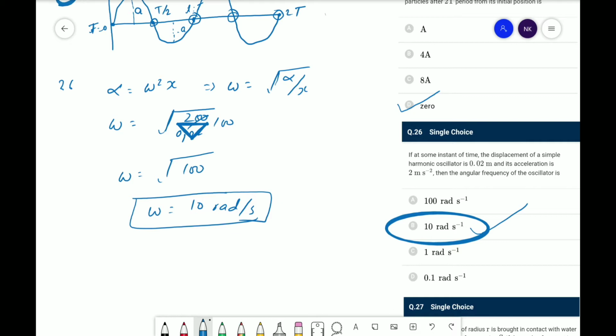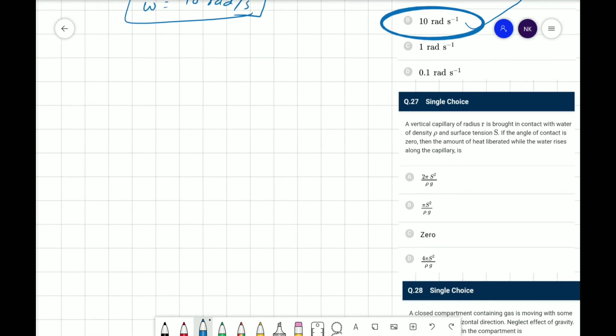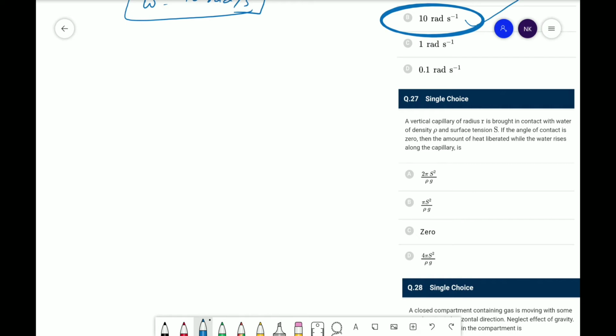Moving towards the next question. In the next question we have a vertical capillary of radius r brought in contact with water of density rho and surface tension S. If the angle of contact is 0, then find the amount of heat liberated while the water is rising along the capillary tube. So okay, here you have to remember one thing, that the water will rise in the capillary tube until the pressure outside the water and inside the water become equal.